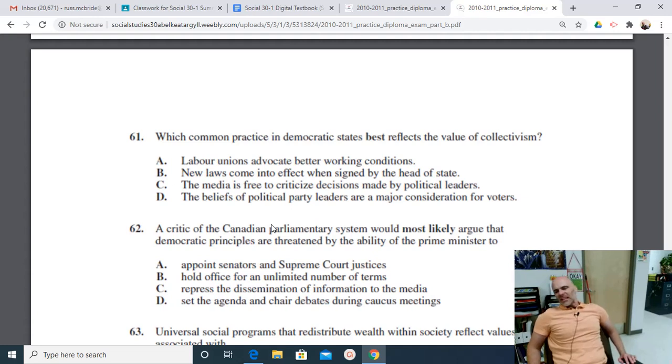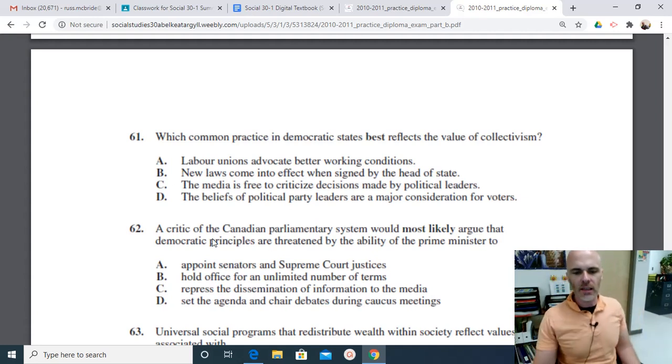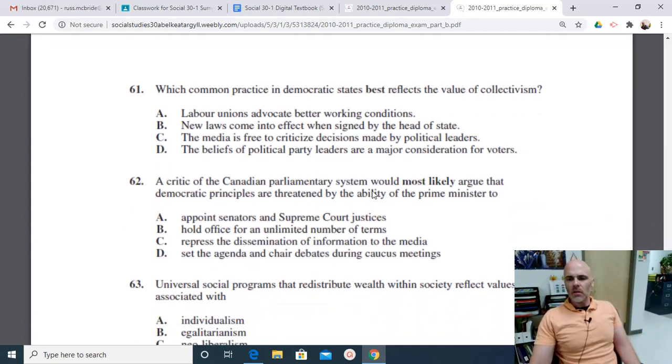Yeah, better working conditions for labor is a collective thing. Group, common, like collective responsibility, common good, common practice in democratic states, labor unions, democratic states. That's a weird connection. But yeah, I guess it's A. A critic of the Canadian parliamentary system would most likely argue that democratic principles are threatened by the ability of the Prime Minister to.